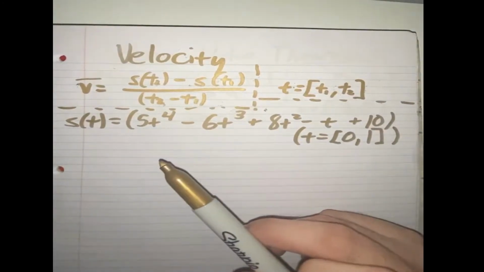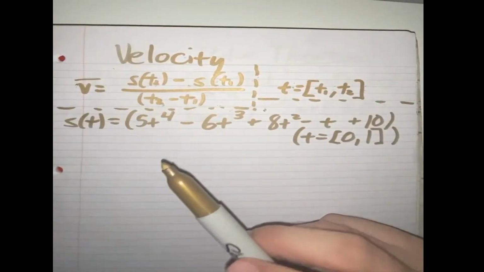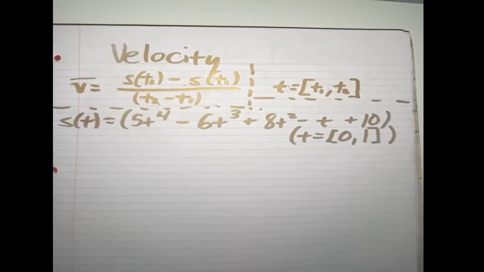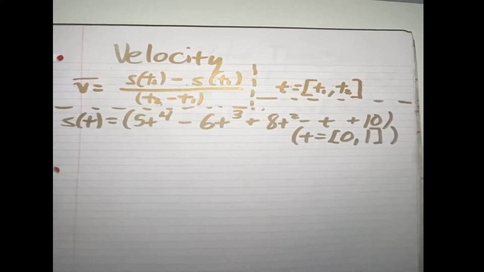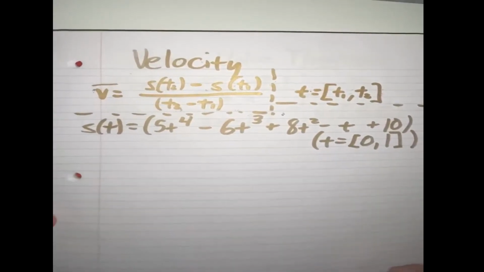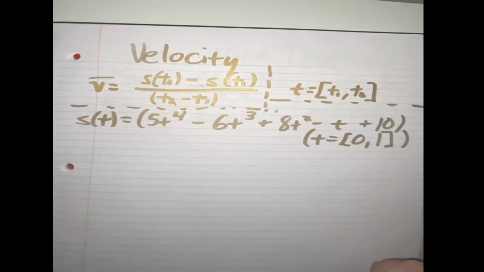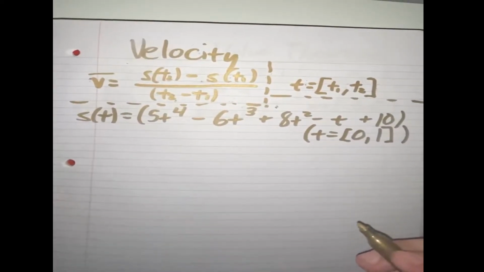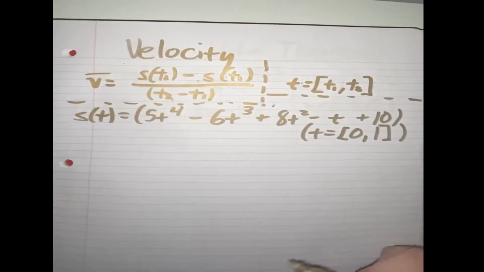So notice how this is a similar formula to average rate of change. That's because average velocity is a rate of change. So average velocity would also be considered an average rate of change. So without further ado, the first thing we do is identify what our T1 and T2 are.